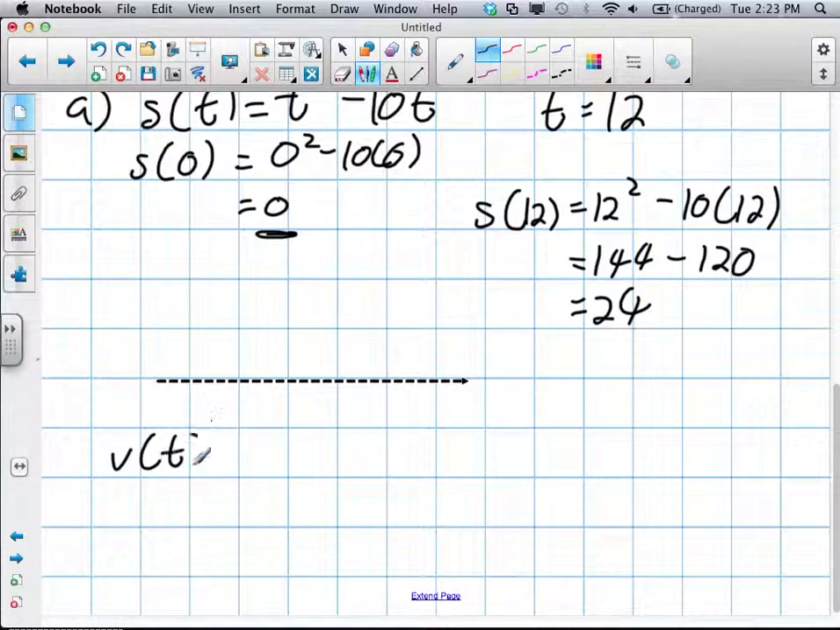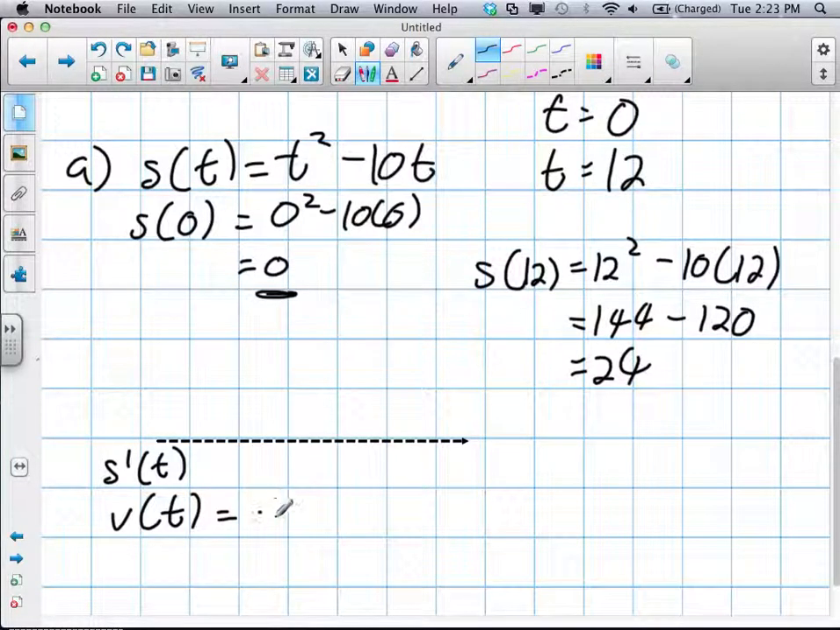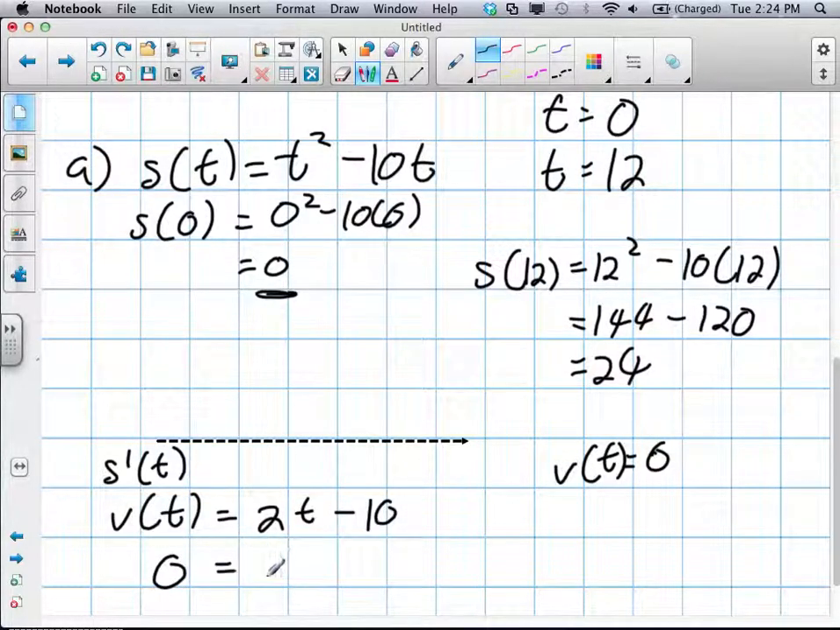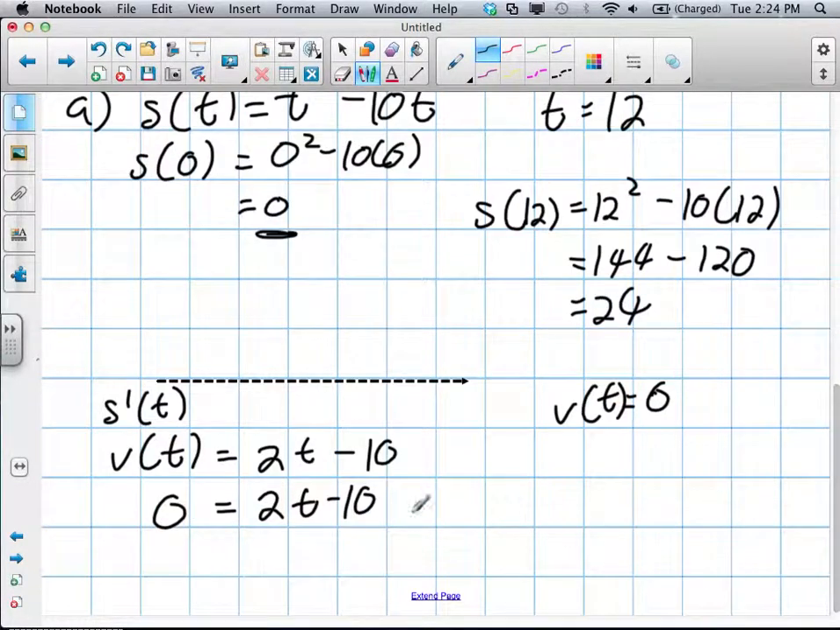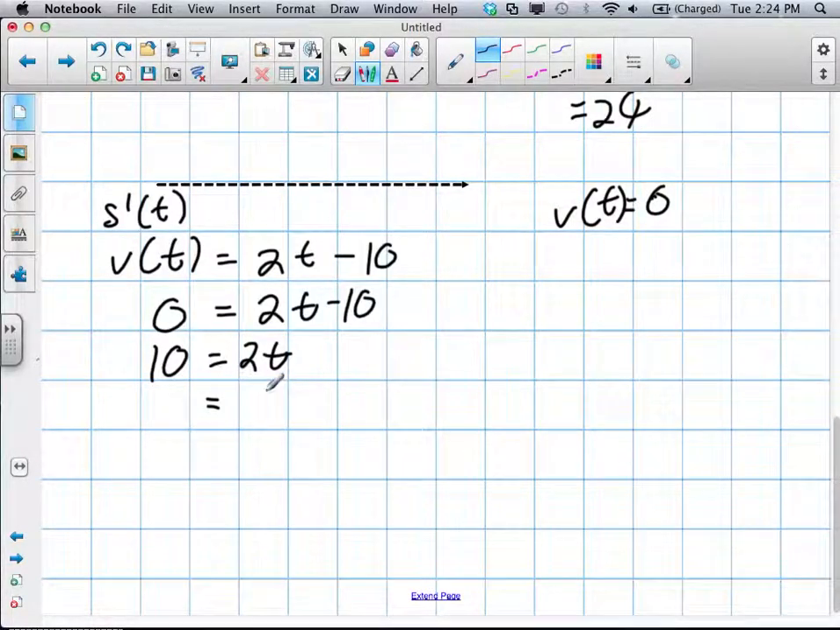So our velocity, or in other words, our s prime t, is, and this question was t squared. So when we derive this, we're going to get 2t minus 10. So our velocity is measured by this equation. We need to figure out what turning points it has, if any. Well, in this question, that's when velocity is 0. So when velocity is 0, we plug that in. 0 is equal to 2t minus 10. We bring 10 over. 10 is equal to 2t. Its only turning point is at 5 seconds, which is good because 5 seconds is between 0 and 12.